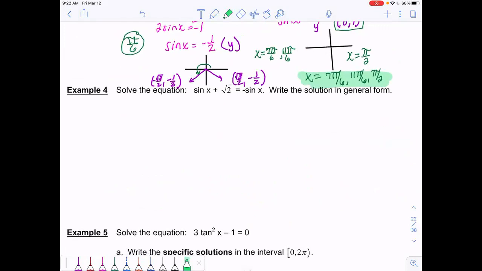Try and look at number 4. And using the information that we've just gone over, see if you can solve sine plus root 2 equals negative sine. So think about what you would need to do to solve this. It says write the solution in general form, but again, we kind of need the angles, the specific angles, to write it in general form. So think algebraically, what would you do to try and solve this equation?